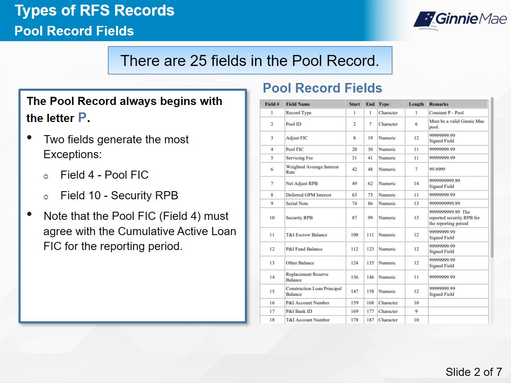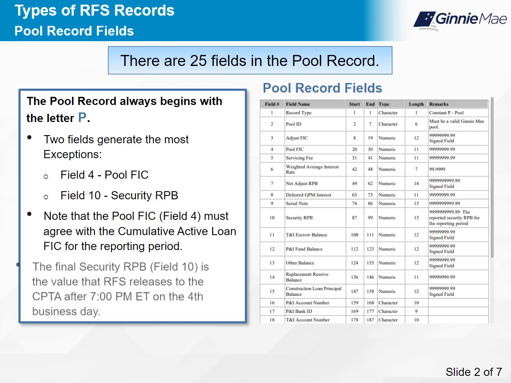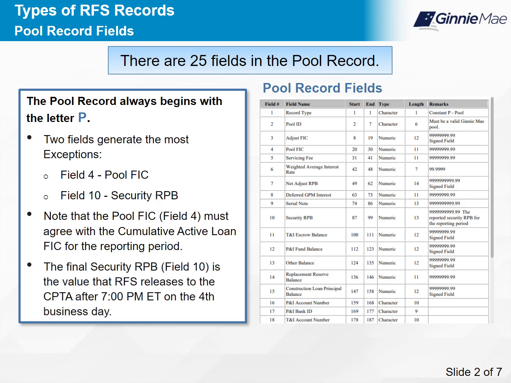The final Security RPB in Field 10 is the value that RFS releases to the Central Payment and Transfer Agent, CPTA, after 7 p.m. Eastern Time on the 4th business day. Note that Fields 14, 15, and Fields 20 through 23 only apply to multifamily pools. The complete pool record table is detailed in the Appendix 6-19 RFS Issuer Monthly Report of Pool and Loan Data on page 7. Field descriptions and field exception messages are detailed below the table.